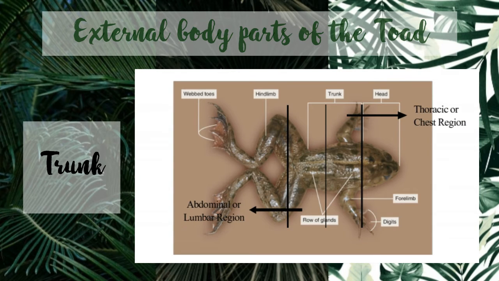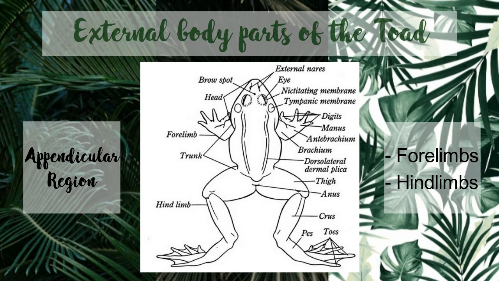The trunk is divided into two regions, the thoracic and the abdominal region. The thoracic region or the chest region is the anterior half of the trunk. In this region of the toad is where the parotoid glands behind the tympanum are located. Their main function is as a defense mechanism against predators as they secrete poison. The abdominal or the lumbar region is the posterior half of the trunk that includes the anus and the sacral hump. The appendicular region is composed of the forelimbs and the hind limbs.